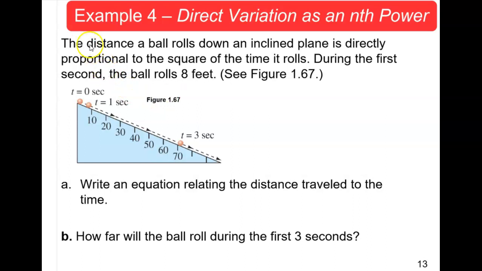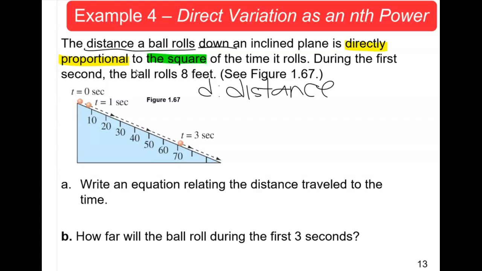We have here: the distance a ball rolls down an inclined plane is directly proportional to the square of the time it rolls. So let's go ahead and define our variables first. We're going to use d for distance, the distance that the ball rolls down the inclined plane.